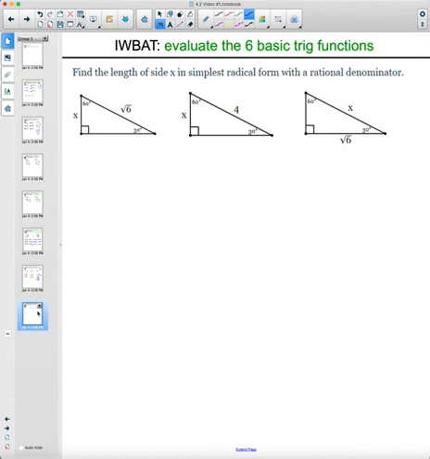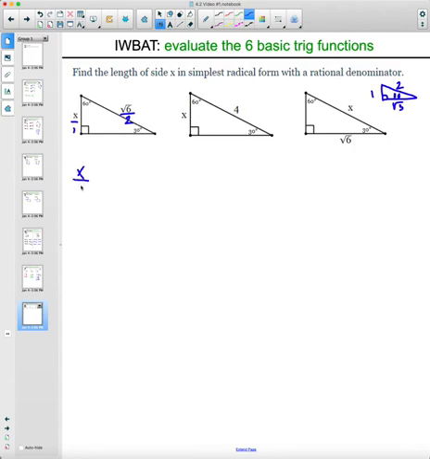Then 30, 60, 90 triangles. So again, let me draw the parent triangle here. So across from the 30-degree angle is the short side, the 1. Across from the 60 is the square root 3, and across from the right angle is the hypotenuse, a 2. So for this one, this is across from the 30, so it goes with a 1. The hypotenuse goes with a 2.